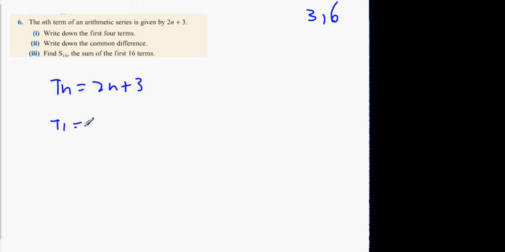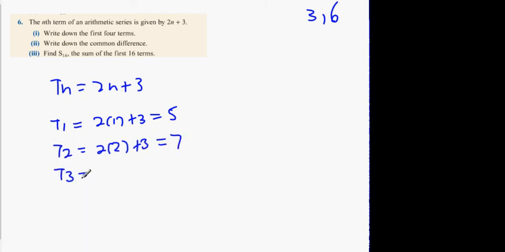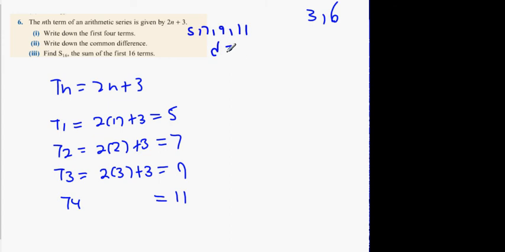Write down the first 4 terms. So T1 is 2 times 1 plus 3, which is 5. T2 is 2 times 2 plus 3, which is 7. T3 is 2 times 3 plus 3, which is 9, and then T4 is going to be 11. So it's 5, 7, 9, and 11. Write down the common difference. Common difference is 2.